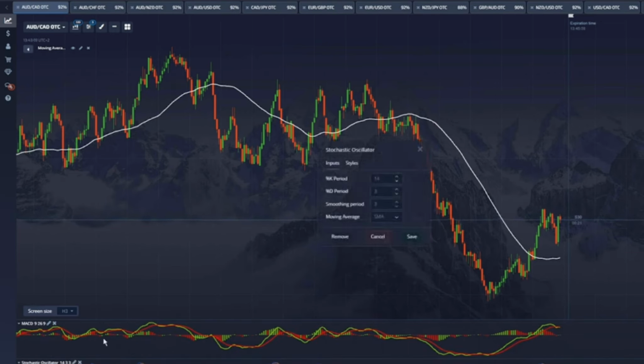For the stochastic oscillator, change the K period to 50 and the D period is not used. Change the overbought to 82 and the oversold to 13. Add the line thickness and save.